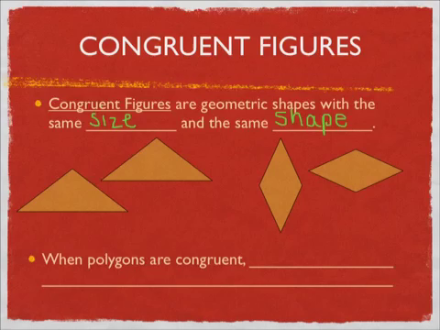So, when polygons are congruent, and polygons is just a fancy name for shape.